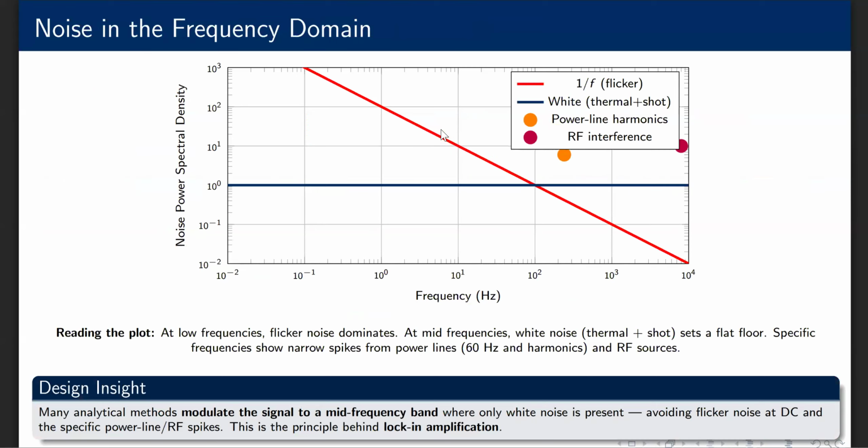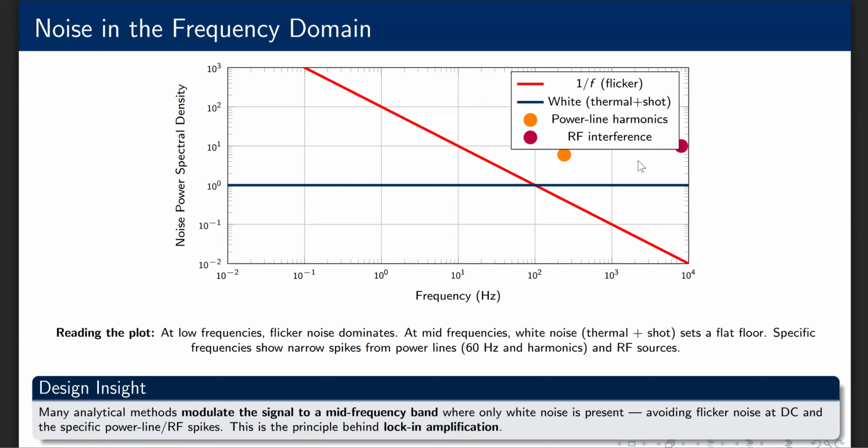Okay. So noise in the frequency domain. This is one of the most important diagrams in all of instrumentation. It shows noise power plotted against frequency on log axes. The red line falling from upper left to lower right is flicker noise. It dominates below a certain corner frequency, typically a few hertz to a few kilohertz, depending on the component. The blue flat line is white noise, thermal plus shot. It's constant across frequency, and this is the fundamental noise floor.